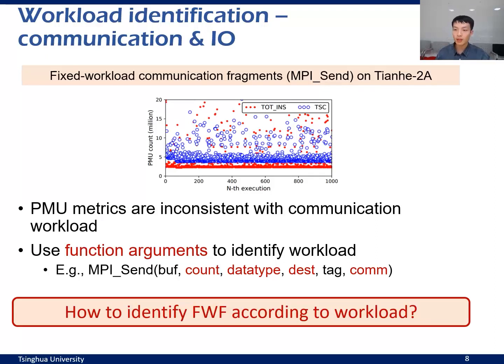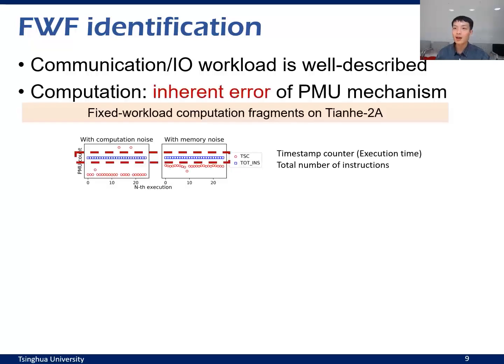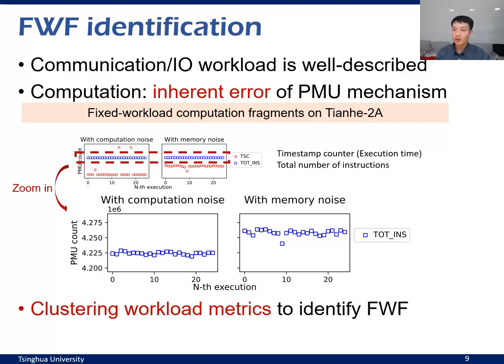The next problem is how to identify fixed workload fragments according to their workload. Identifying fixed workload fragments of communication and I/O is straightforward since it's directly described by their arguments. However, computation is different. PMU data has inherent error due to the hardware design. In the previously shown example, although the total number of instructions looks stable, if we zoom in on the axis, we can find that there is a small variance. To solve this problem, Vapro clusters workload metrics to identify computation fixed workload fragments.